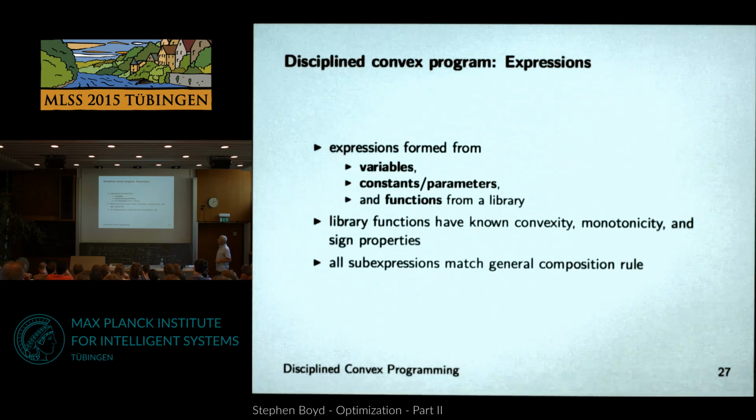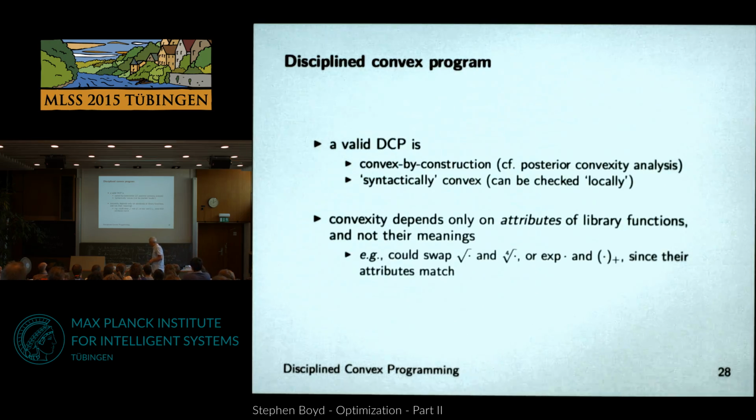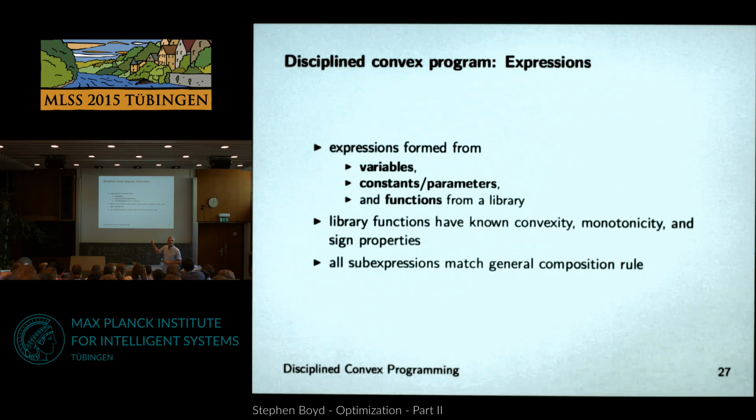All sub-expressions must match the general composition rule. So that is actually a formal definition of a language. And so this generates a language of expressions, a set of expressions which are the disciplined convex program, DCP, expressions. So how many people know what I'm talking about when I say it's a language? Some. Good. Great. I mean, there's not much more than what I'm saying. Oh, except I am saying this. This looks informal. This is not informal.